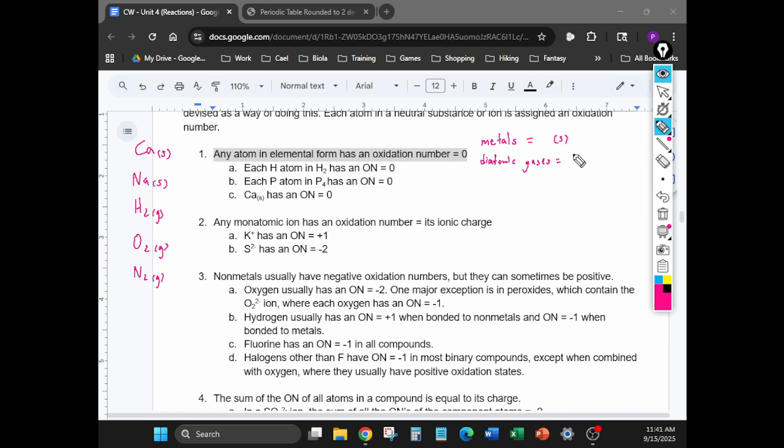If you want to list them out, I guess the most common ones are H2, N2, O2, F2, Cl2, S2, Br2. You don't need to memorize all these, just know that most of the prominent gases are going to be diatomic.